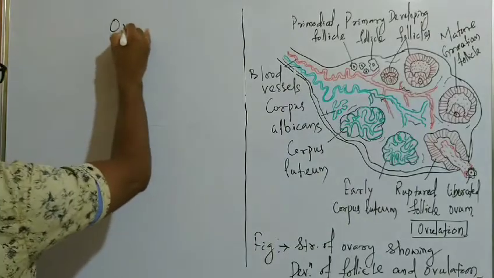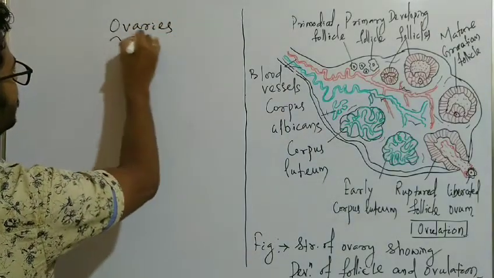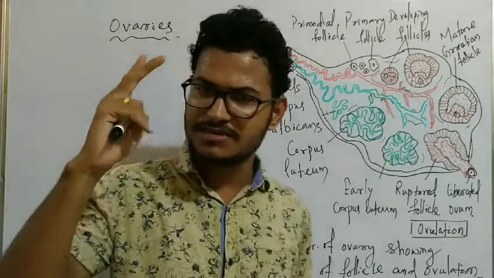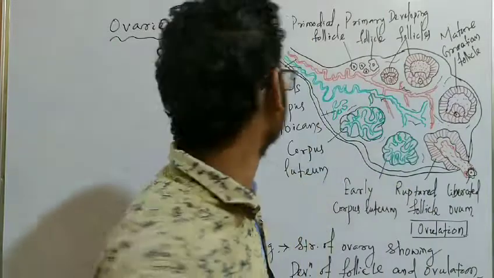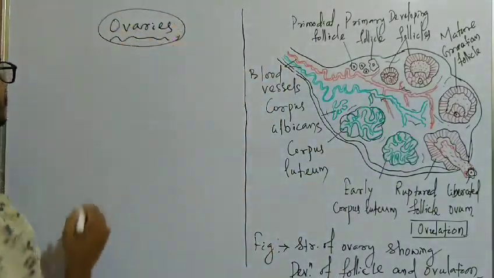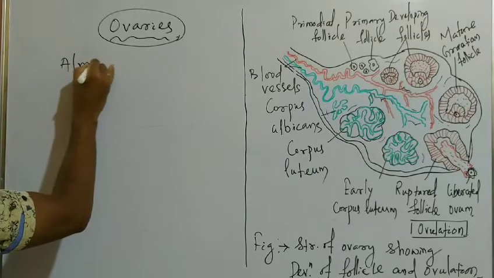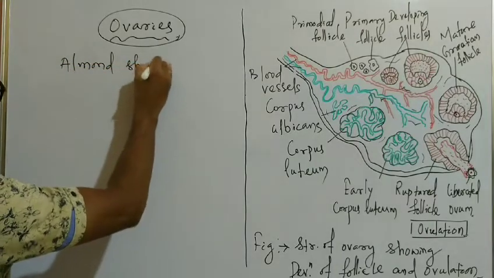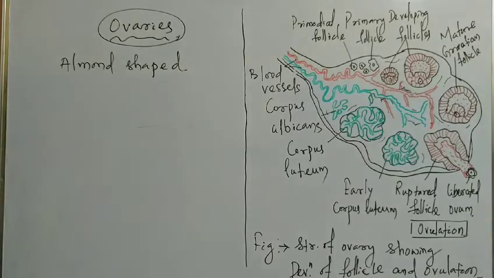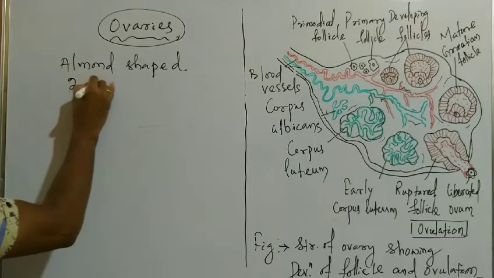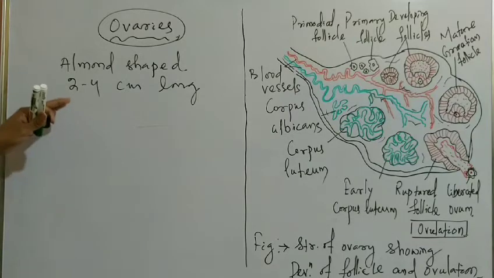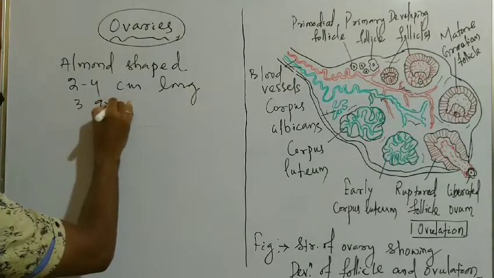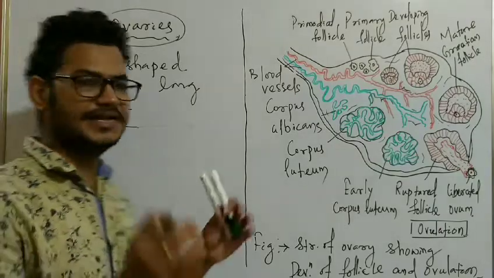So let's start today's session on ovaries. We know that there are two ovaries, which are the primary sex organs in females. The ovaries are almond-shaped structures. They are very small in size, only 2 to 4 centimeters long, and the weight is just 3 grams. So these are very small structures.